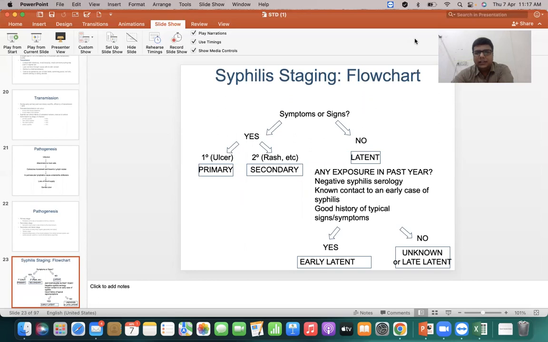What are the stages of syphilis by signs and symptoms? If there are signs and symptoms, there will be a primary ulcer and a secondary rash. That is called secondary syphilis, and the primary ulcer or primary chancre is primary syphilis. And if there is no lesion, then it can be the latent stage, which will be either early latent or late latent, depending upon the serology.